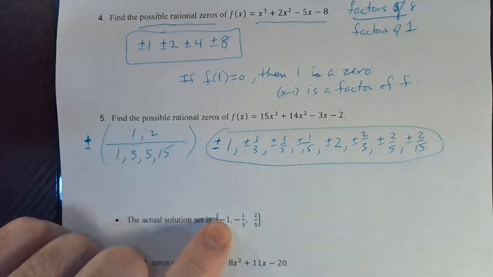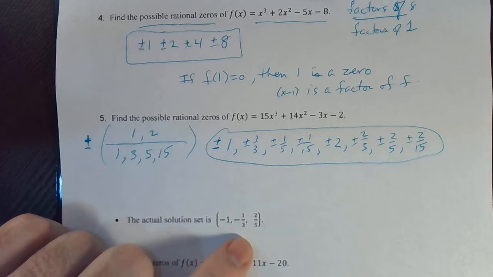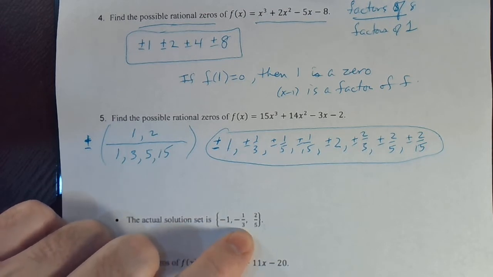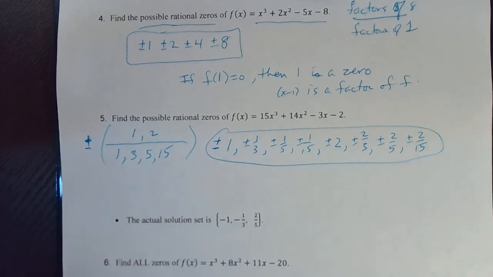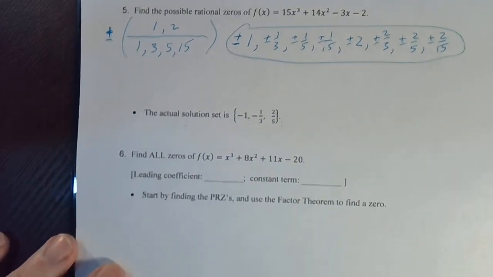This is the actual set of zeros of that function. So f of negative 1 is equal to 0. f of negative 1/3 is equal to 0. And f of 2/5 is equal to 0. All right, got one more example to do in this video.